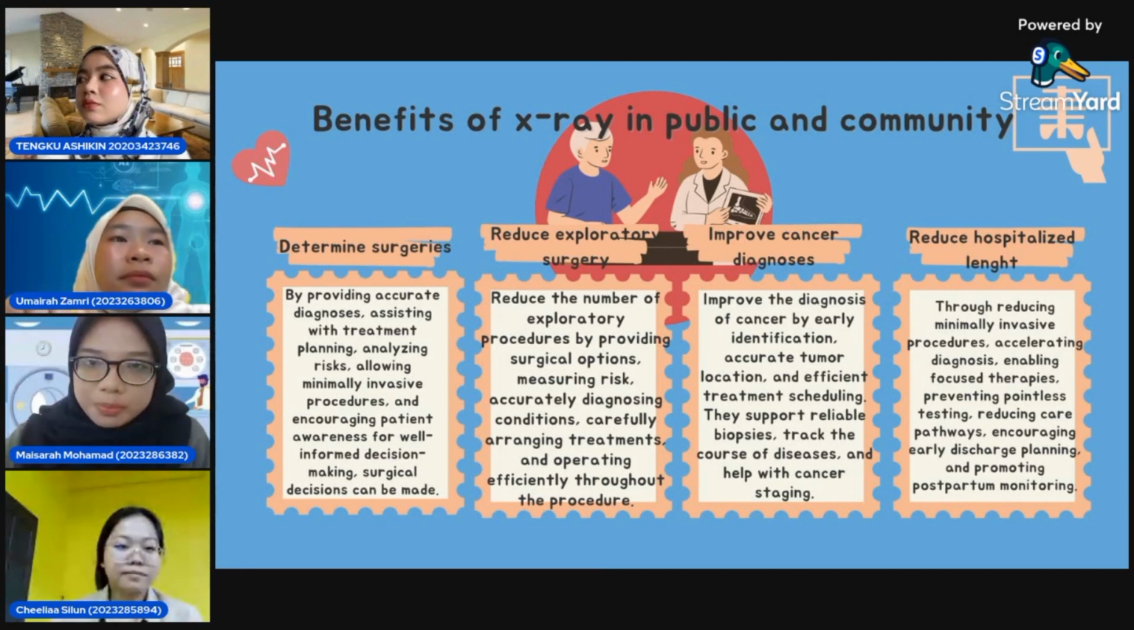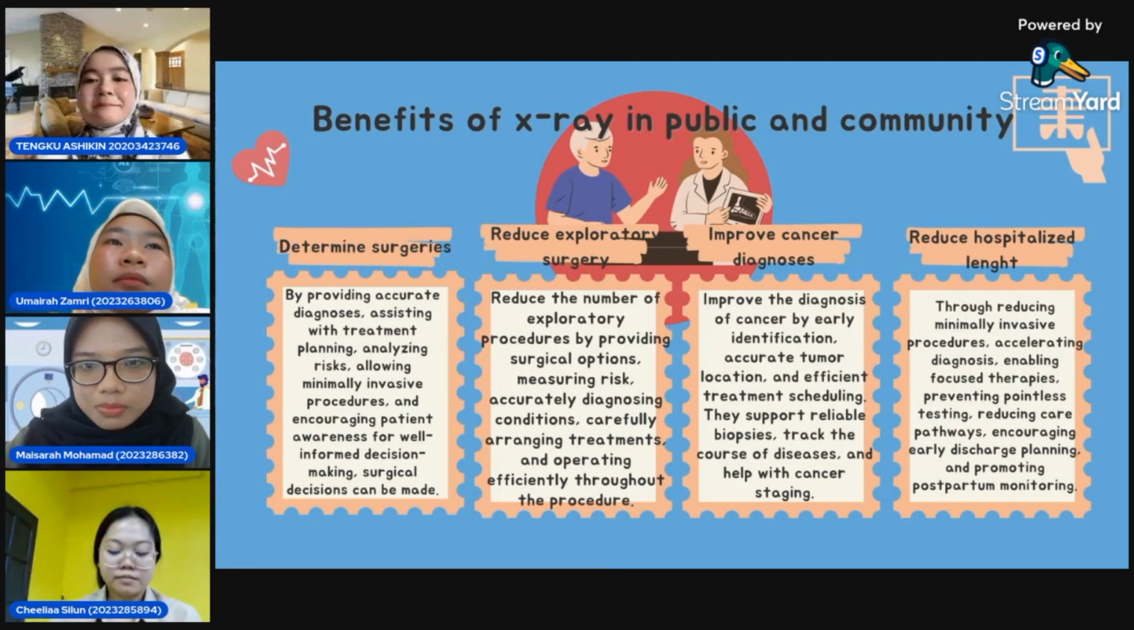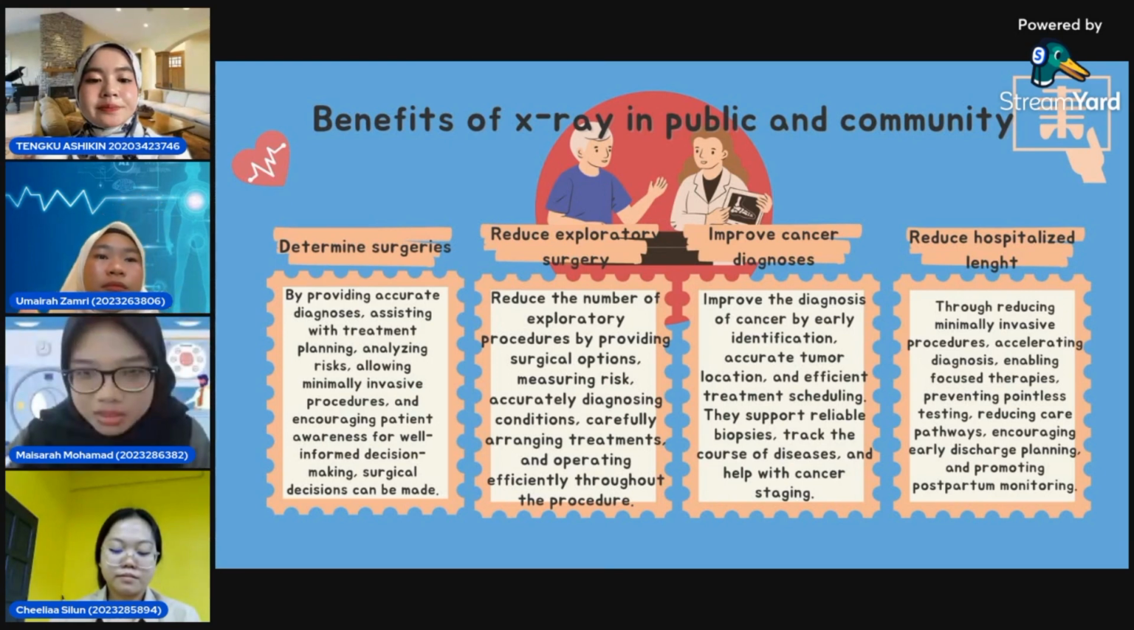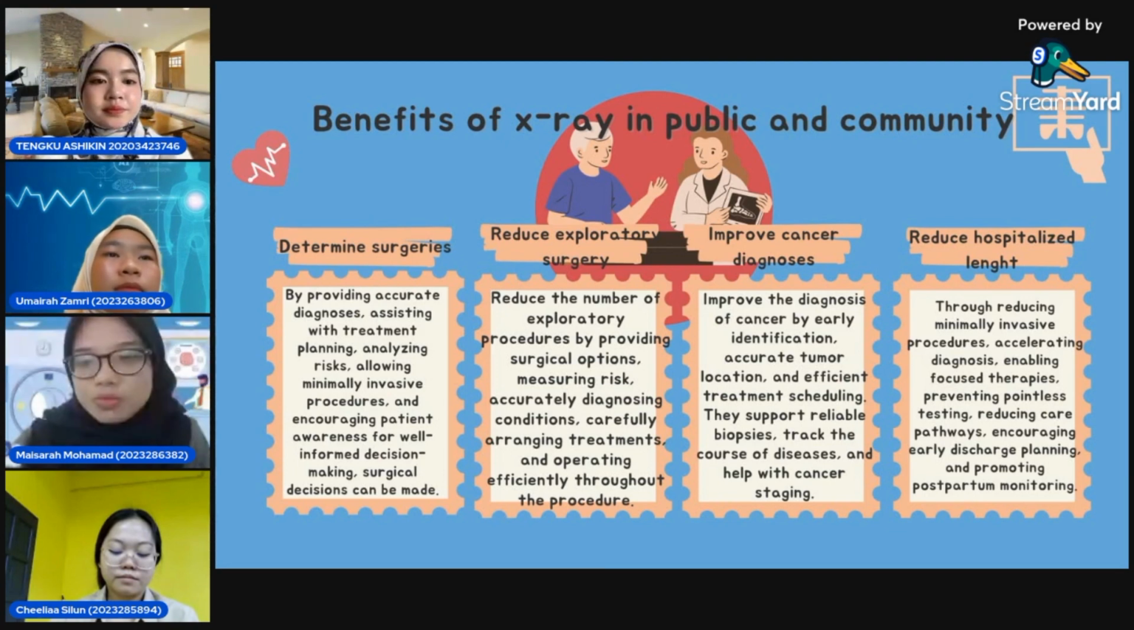The last one, the fourth, is reduce hospitalized length. Through reducing minimally invasive procedures, accelerating diagnosis, enabling focused therapies, preventing pointless testing, reducing care pathways, encouraging early discharge planning, and promoting postpartum monitoring. This means because of X-ray, the patient will have fewer hospitalized days because all the treatment and being cured are all organized by the hospitals.